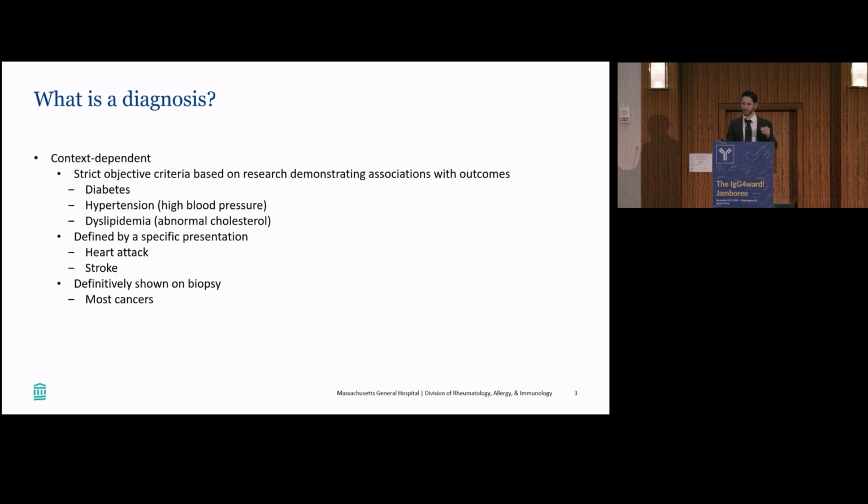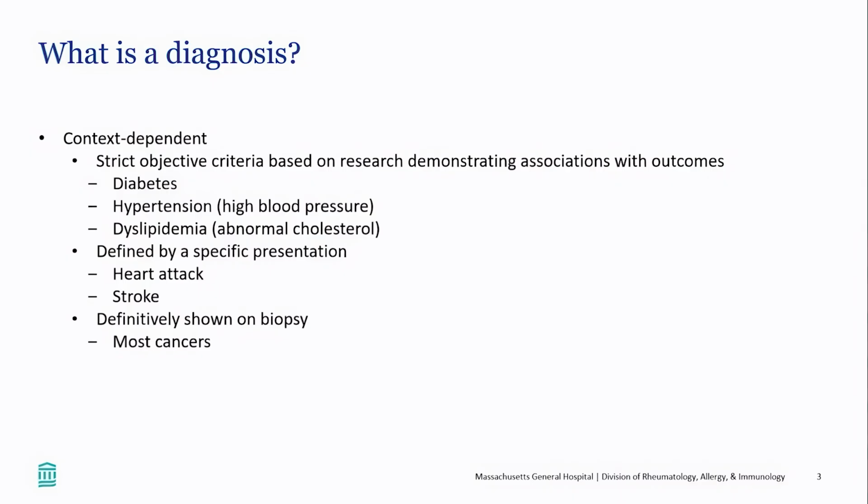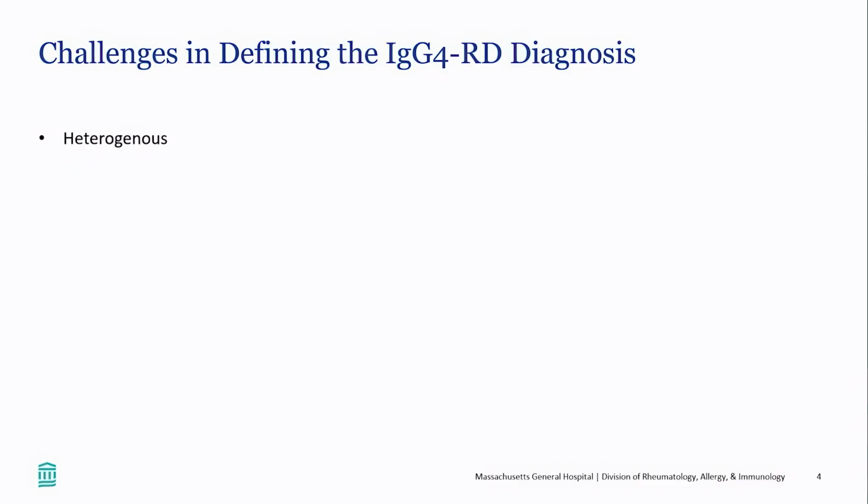So in those cases, it's something very strict and objective. In other cases, it's something that's defined by a specific clinical presentation, like a heart attack or a stroke. That's the diagnosis. And in other cases, it's something that can be defined based on a biopsy. So for example, most cancers are defined based on the presence of certain cancer cells or certain genetic mutations within those cells that are associated with the cancers. Unfortunately, those things don't really apply to IgG4-related disease as much as we'd like to think that they do. And there are a few reasons for that.